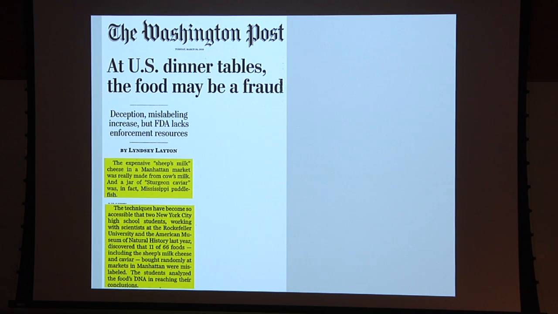Part of their findings were finding mislabeled food. And these high school students are at the lead paragraphs of an article in the Washington Post about food fraud. The idea is if high school students can find it, it must be pretty common, and we probably should do something about it. It turns out you can get the DNA from cheese, there's enough DNA barcodes in there to tell what animal it came from. So something labeled as sheep's cheese was actually just cow. Something labeled as sturgeon caviar turned out to be Mississippi paddlefish.